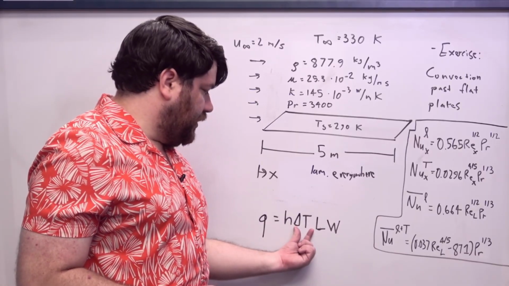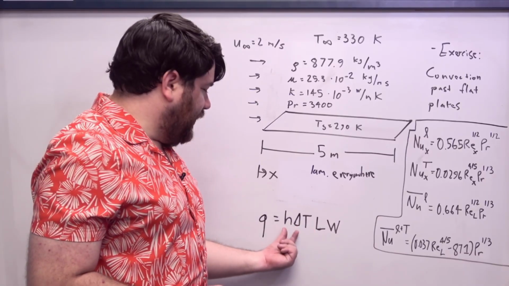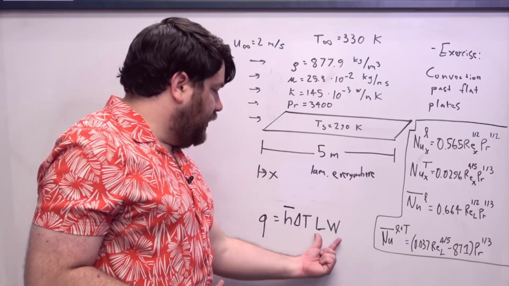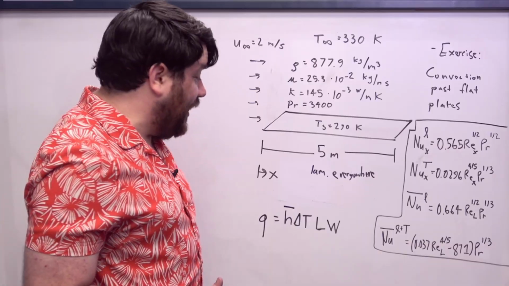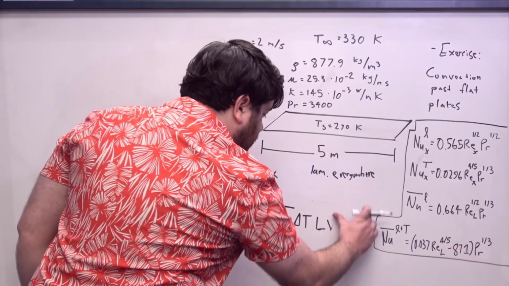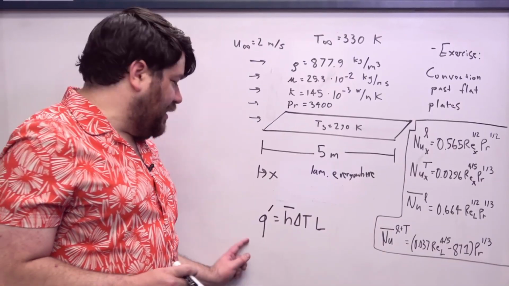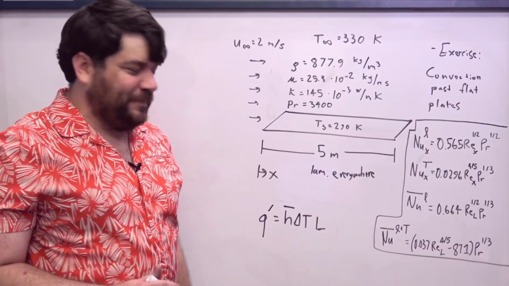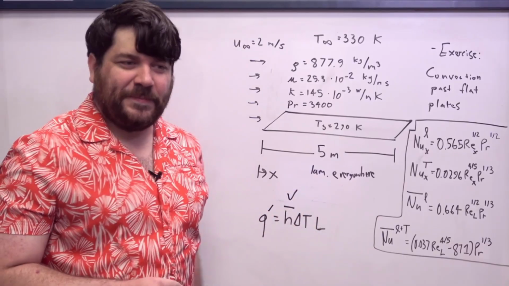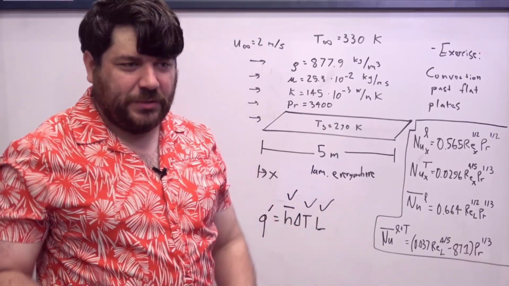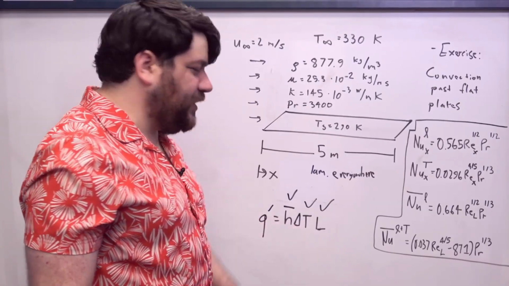So the temperature difference stays the same. The H stays the same. I guess I should put a bar over it to prevent ambiguities. And then the surface area gets deconstructed this way. And we can divide on both sides by the W to get the quantity that we actually care about, which is the heat transfer rate per unit width. And so we know this, we know this, and we know this. So we're set. All we have to do is just plug these in.